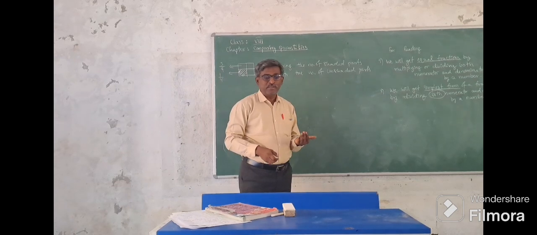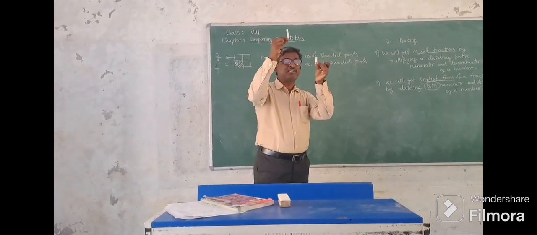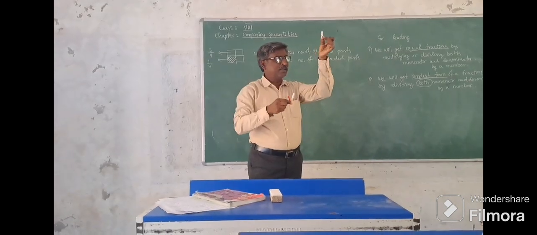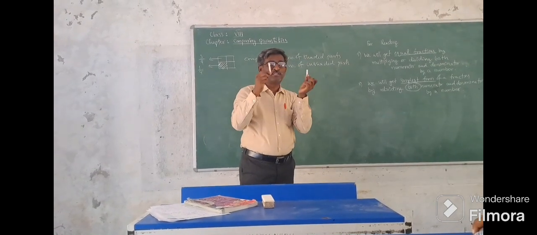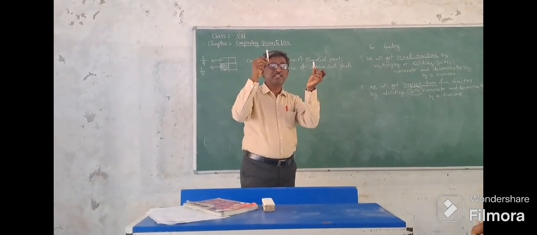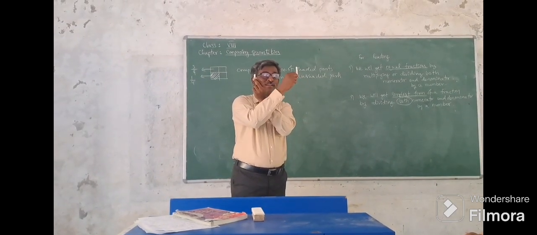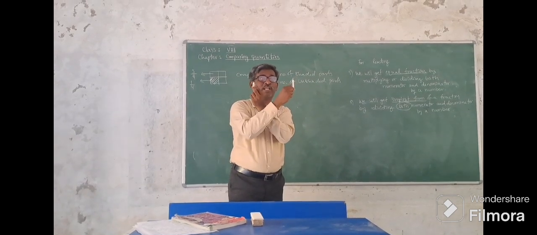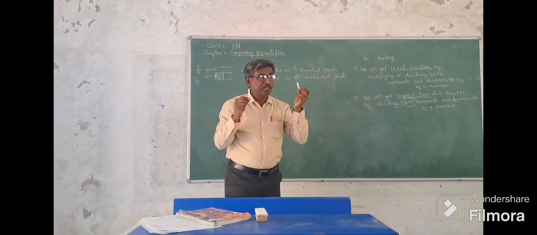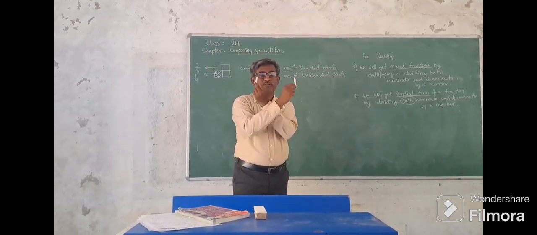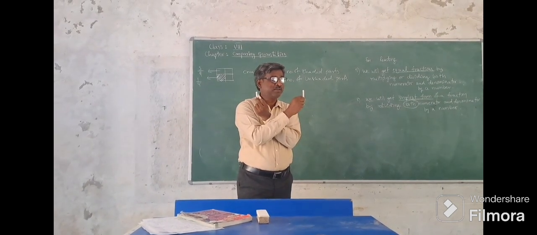Comparison means, if you want to compare, this is larger than, this is smaller than. Suppose this is A, this is B. A is larger than B. By replacing, B is smaller than A. So while comparing the things, order is also very important. That is the first quantity, second quantity. If the first quantity is replaced by the second quantity, the meaning also changes.